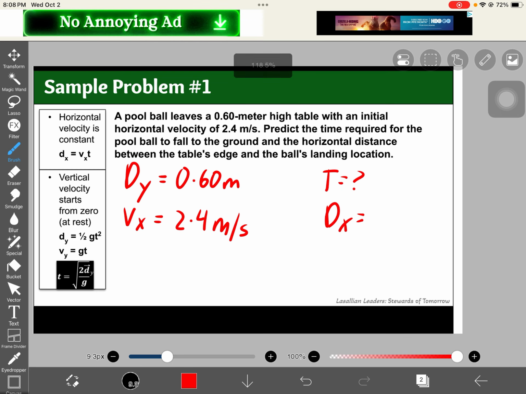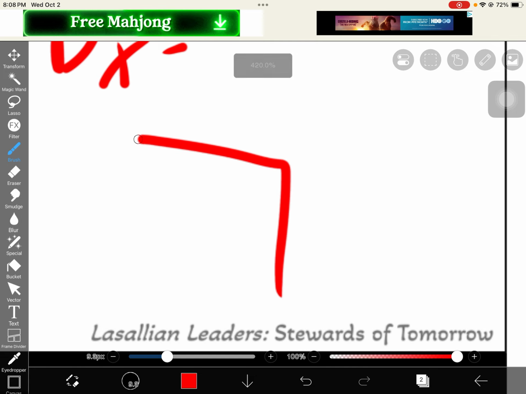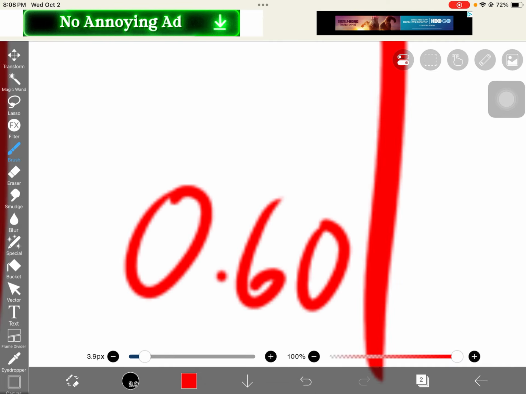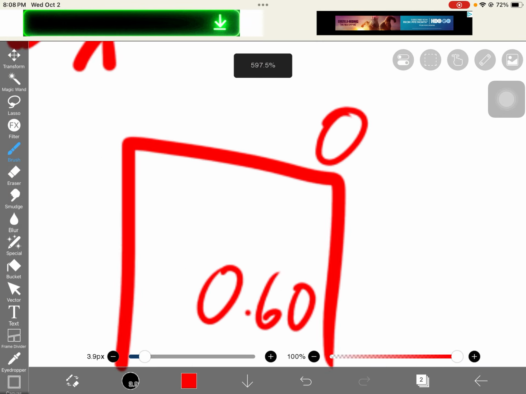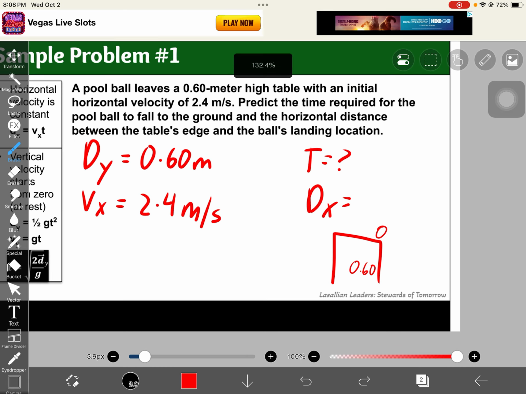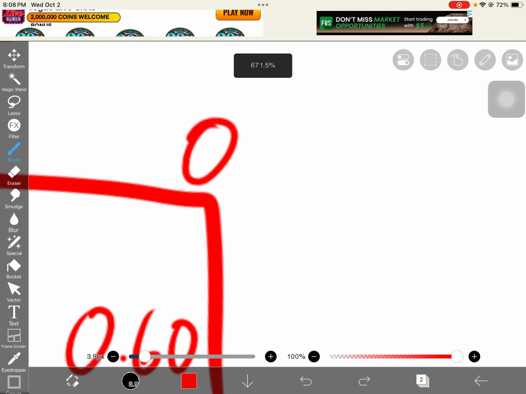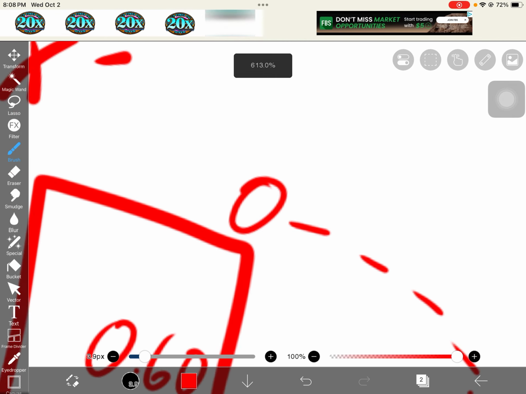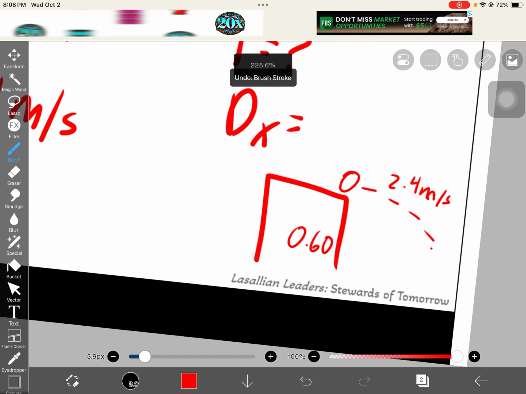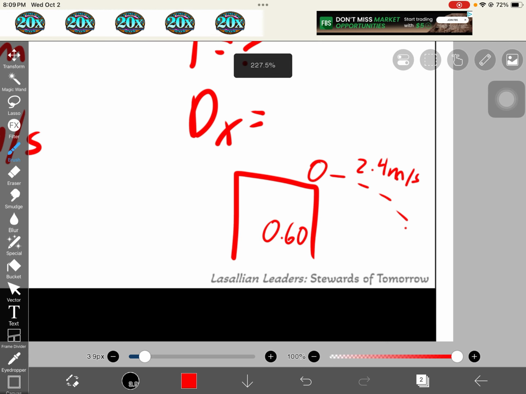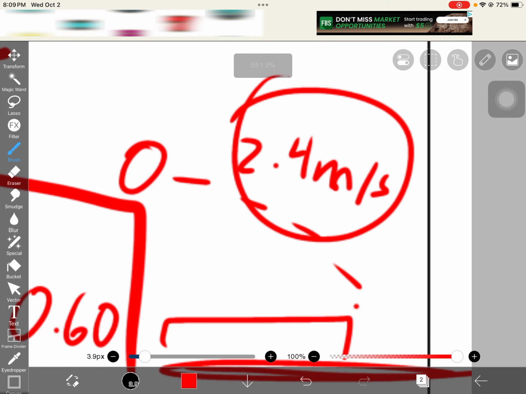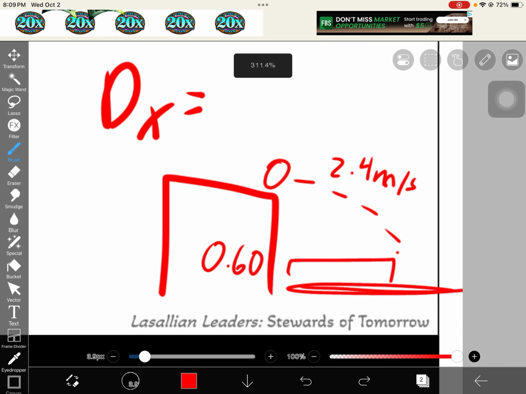So the pool ball leaves a 0.60-meter high table. Let's pretend this is the table, and it's 0.60. The ball is there, and then it leaves at a velocity of 2.4 meters per second. What it's looking for is how long it takes for the ball to reach the ground, and the distance, because this is just the velocity, not how far the ball goes from the table.